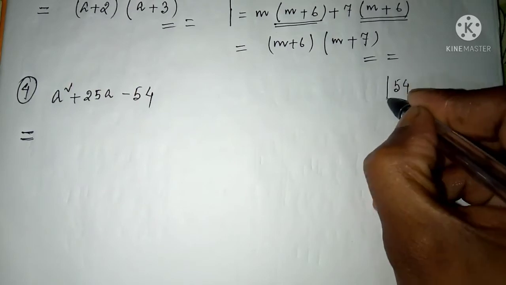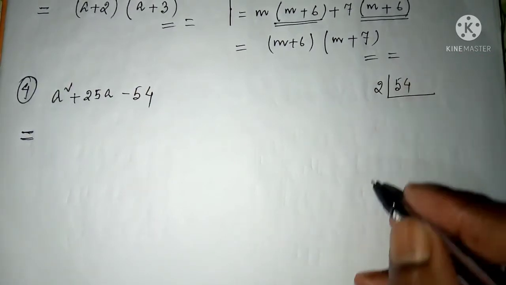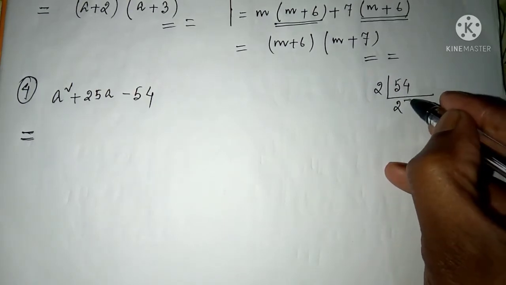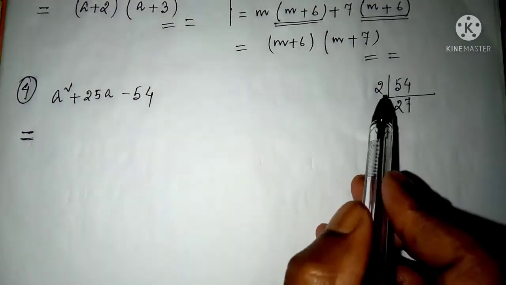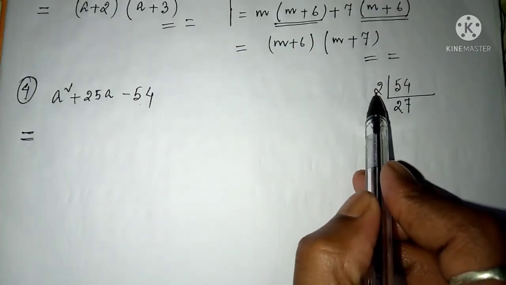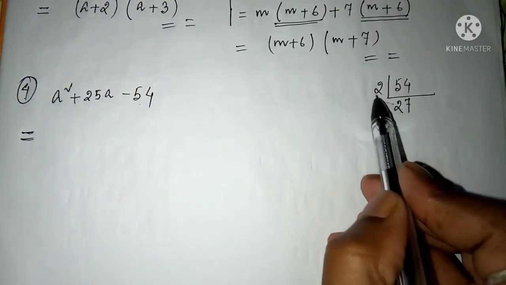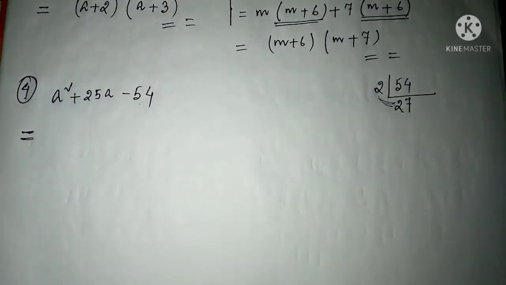I'll start with 2, because the unit place is 4, so it must be divisible by 2. 2 into 27 is 54. Now see, 27 minus 2, how much is this? 25. That means I can consider these two factors, 27 and 2. Then you see here.